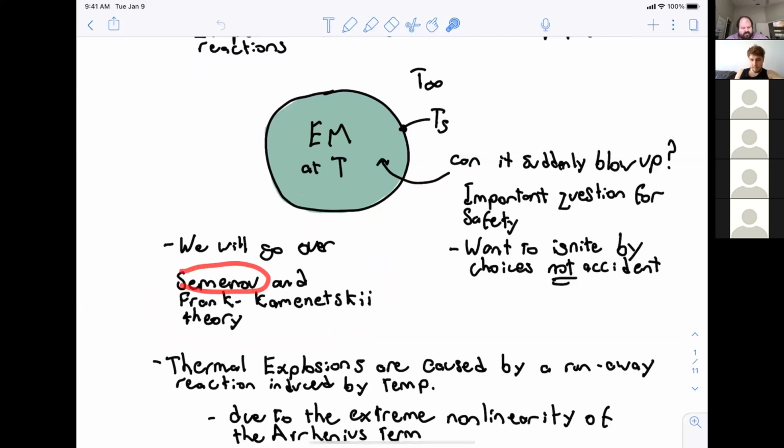Okay, and we will be going over two variants of thermal explosion theory. One is Semenov, and the other is Frank-Kamenetskii. And this is one guy, not two. I don't know why he has a dash in his name like that, but he does. Could be a Polish thing, I don't know.